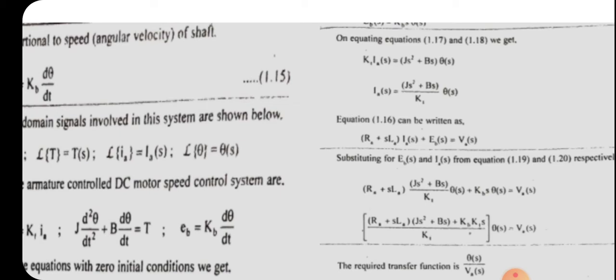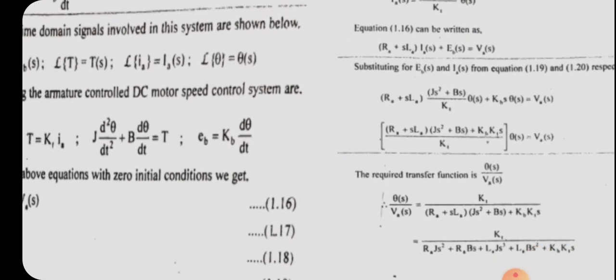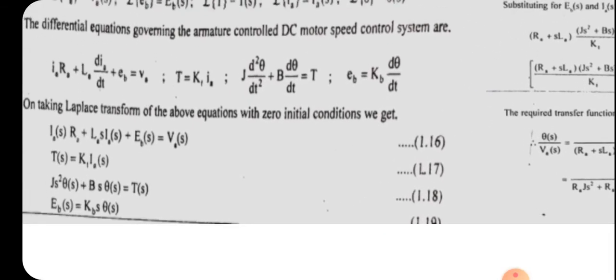We will get Kt into Ia(s) is equal to (Js square plus Bs) into theta(s), and here Ia(s) can be kept on the left side and Kt will come to the right hand side, so we will get (Js square plus Bs) divided by Kt into theta(s), and this is one of the equations for Ia(s), and we can denote it as equation number 1.20.